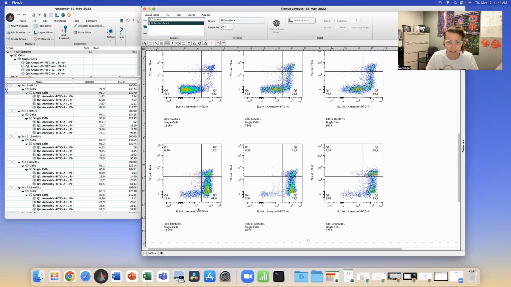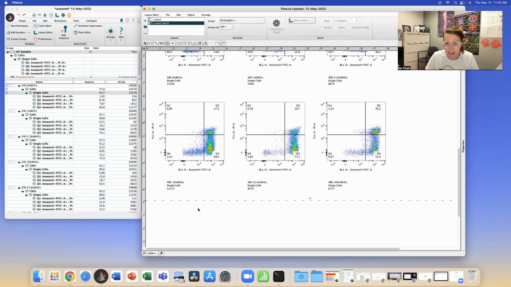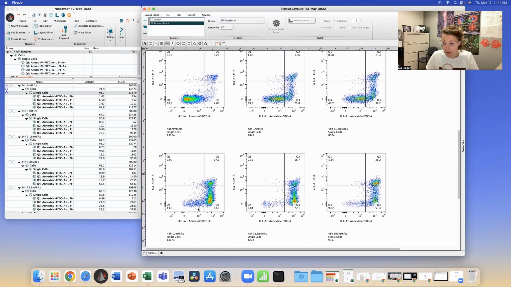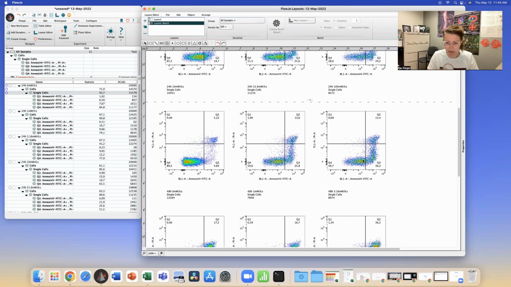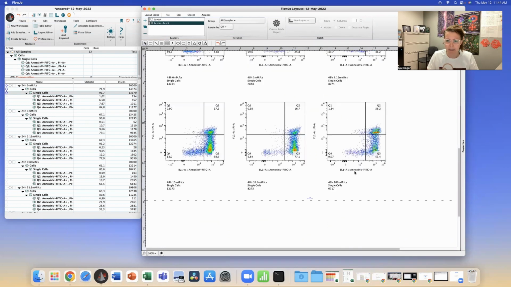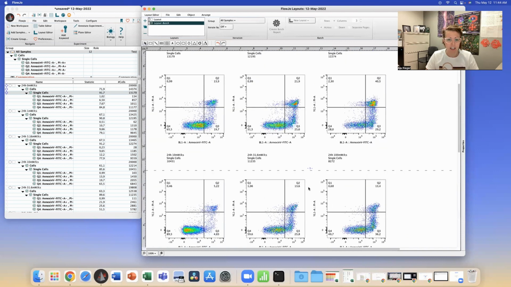So let's take a look down through the rest. It looks pretty good here. So I'm pretty happy with where those gates are outside of a couple samples where we have a little bit of a transition state towards the annexin. But as we start to see our cells really die, you can see that those gates are nice and clean and capturing those populations appropriately.